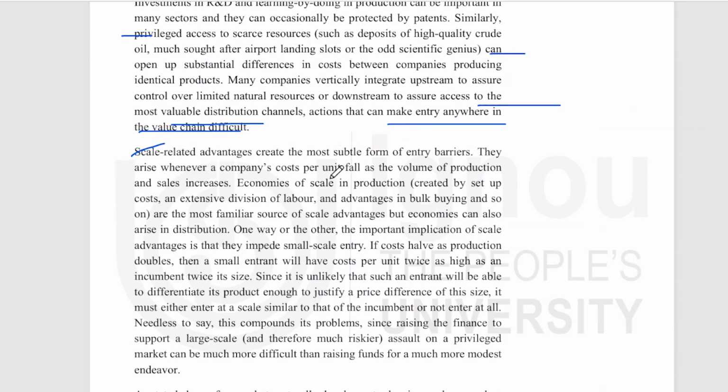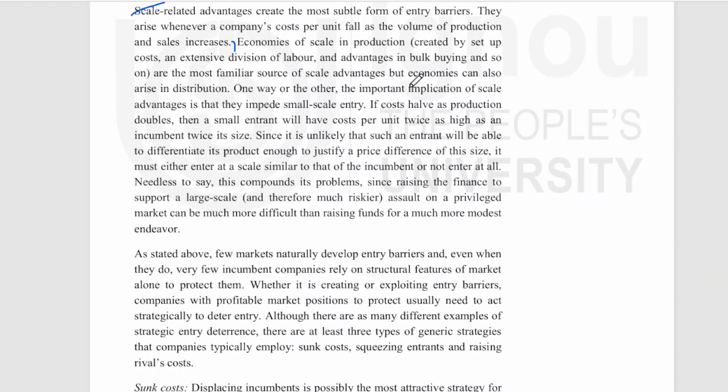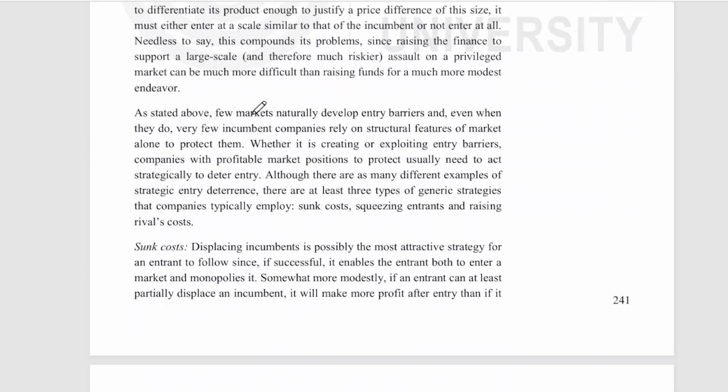They arise whenever a company's cost per unit falls as the volume of production and sales increases. Economies of scale in production are the most familiar source of scale advantage, but economies can also arise in distribution. One way or another, the important implication of scale advantages is that they impede small scale entry. If costs halve as production doubles, then a small entrant will have costs per unit twice as high as an incumbent twice its size.